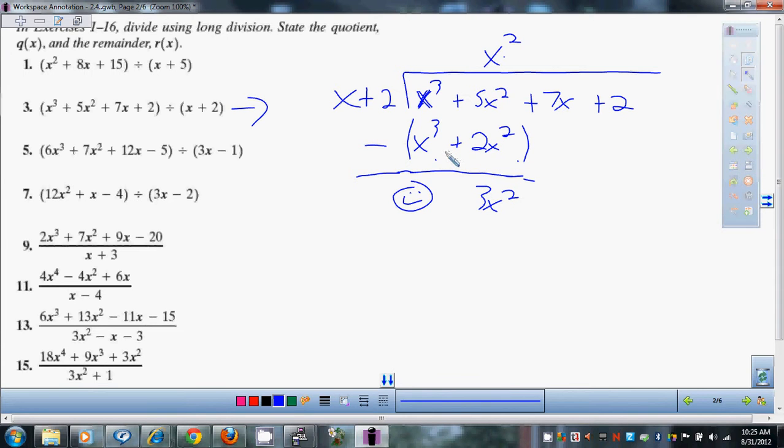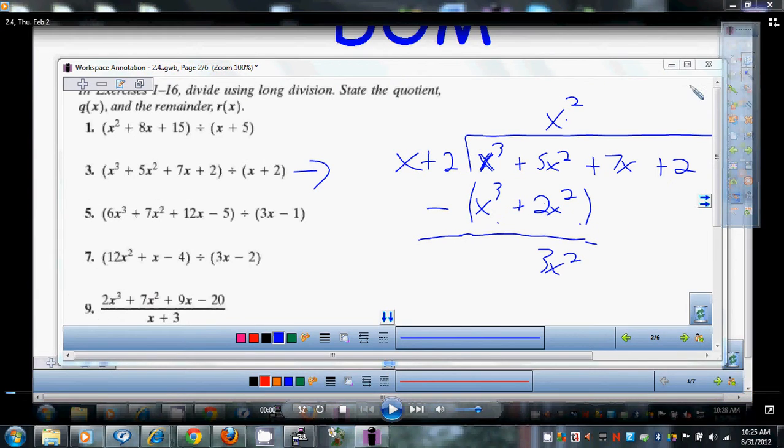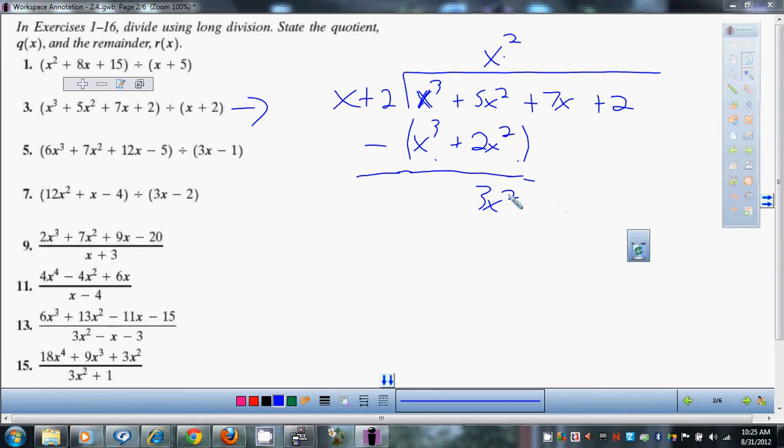All right. Now, at this step, we've essentially finished our first step, and you're going to do the same. What the heck? We're going to do the same exact thing again. 3x squared divided by x. First term, first term. And what is that? What is 3x squared divided by x? 3x. Positive 3x. Notice how I'm putting that over my x column.